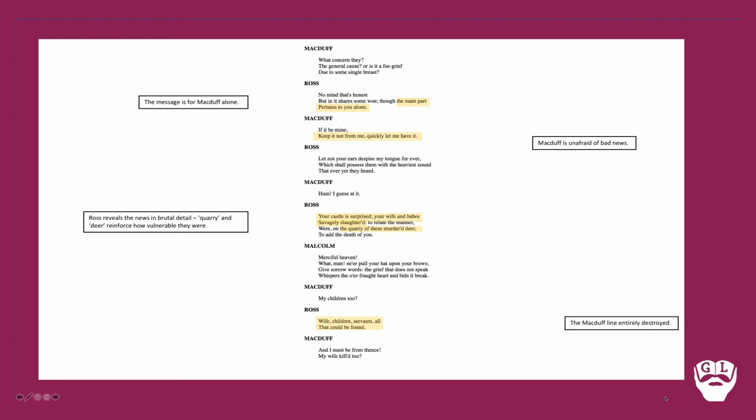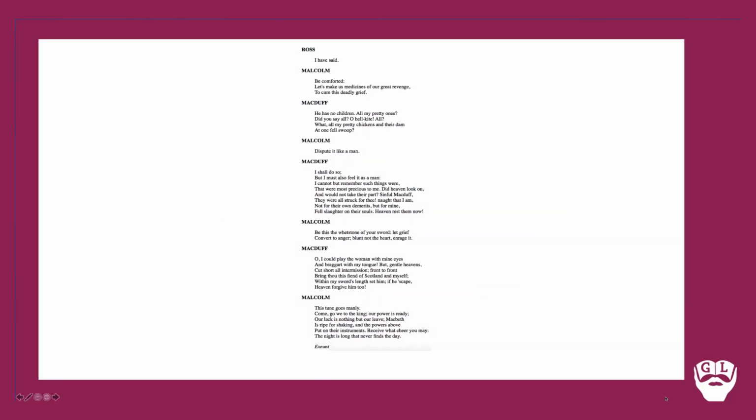The line is entirely destroyed. Another question, my wife killed too? Ross confirms this. Malcolm tries to channel this in Macduff and says, "Let's make us medicines of our great revenge to cure this deadly grief." Malcolm here urging Macduff to turn grief into action. Make sure you use this as a way to channel yourself.